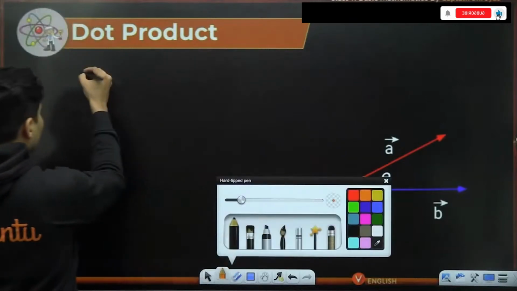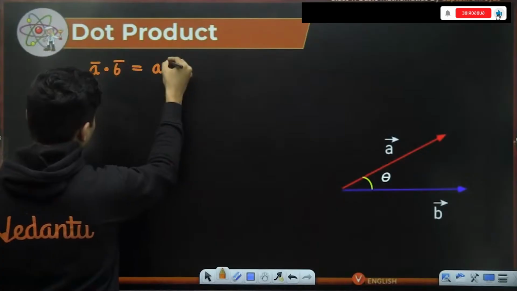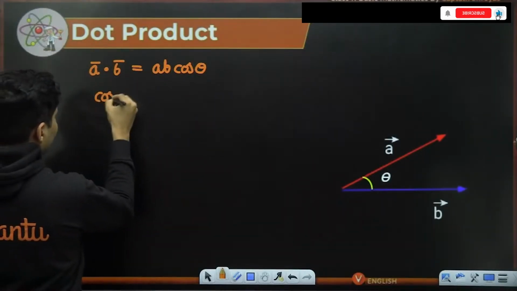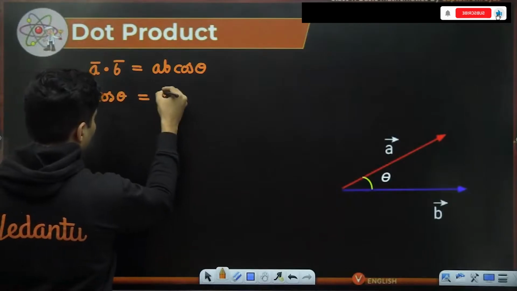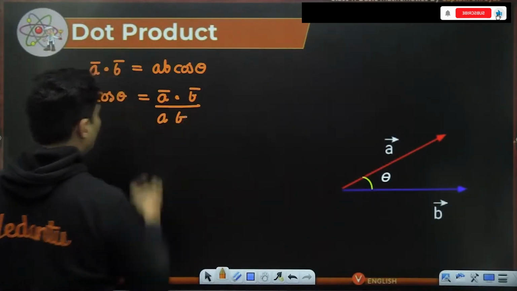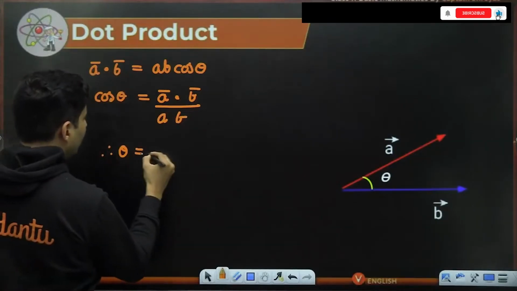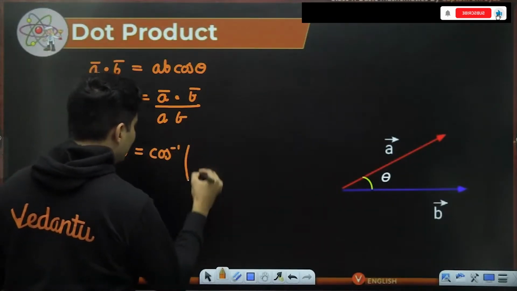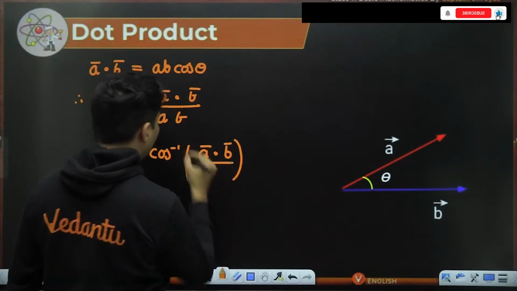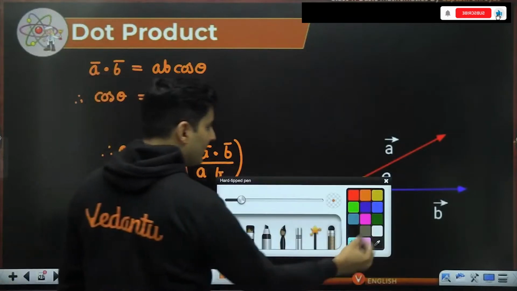How, sir? See, A dot B was AB cos theta. Just take it below. So what is cos theta? Cos theta is A bar dot B bar by A multiplied by B. So therefore, theta can be found. Theta is cos inverse. You first find A dot B separately, and in the bottom you multiply the magnitudes of A and B. So understand the difference.